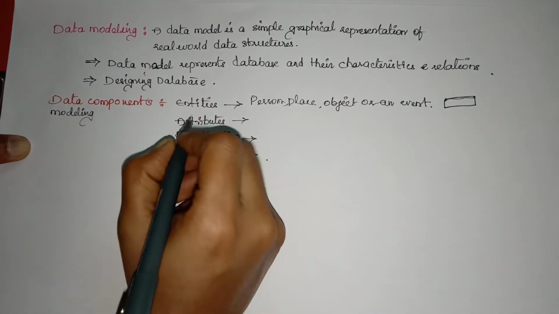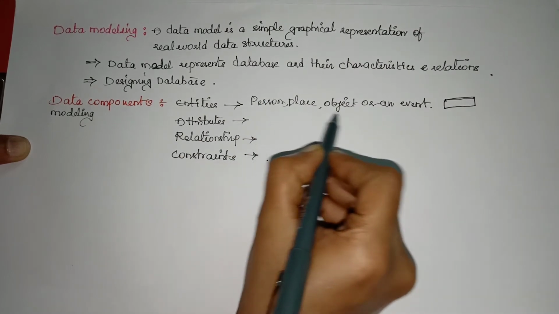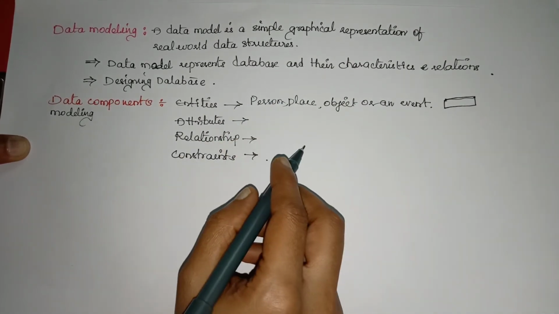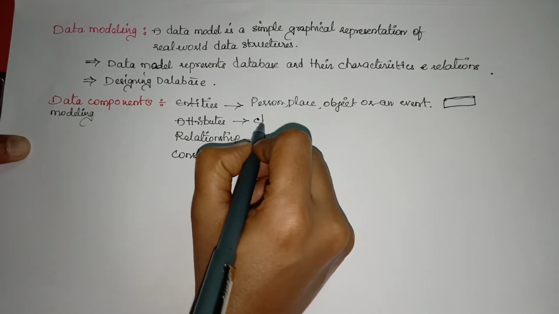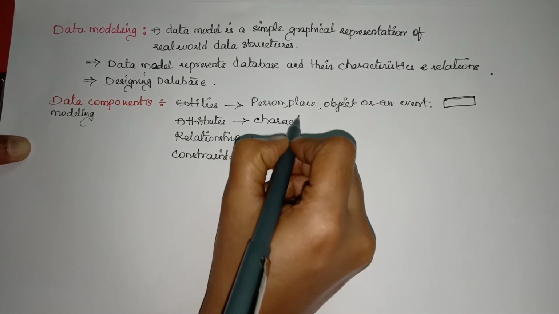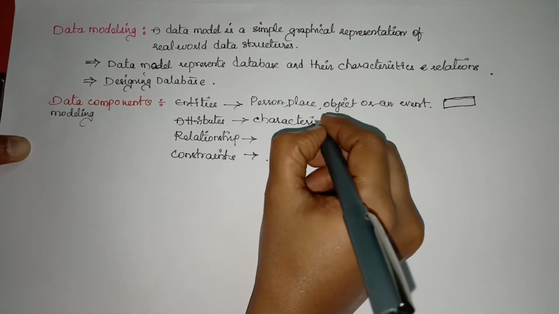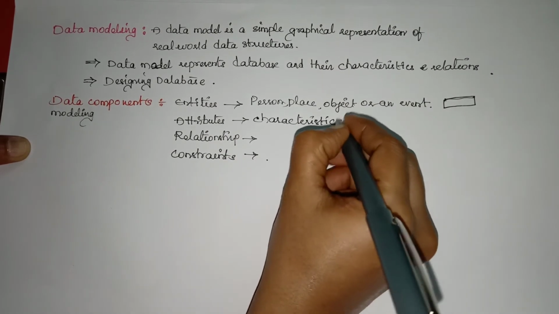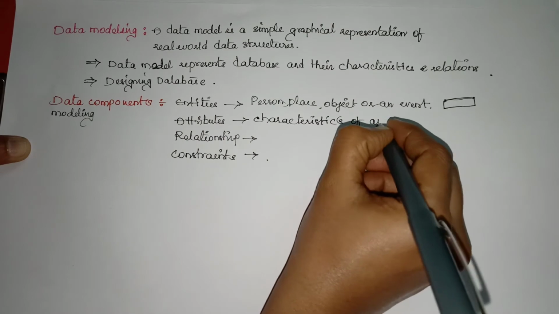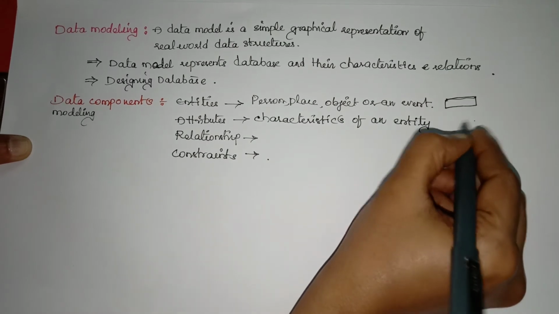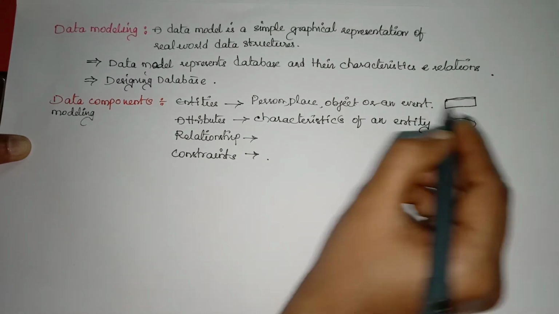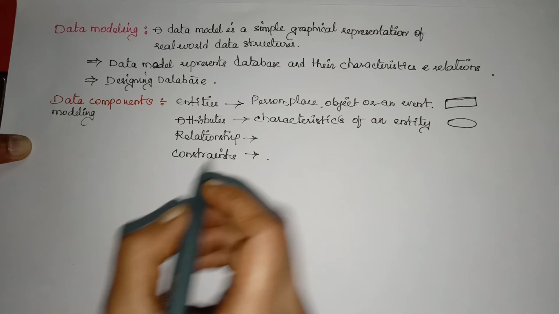When it comes to the attribute, every entity has some properties or characteristics. Properties or characteristics of an entity are called attributes, and an attribute is shown with the ellipse symbol.